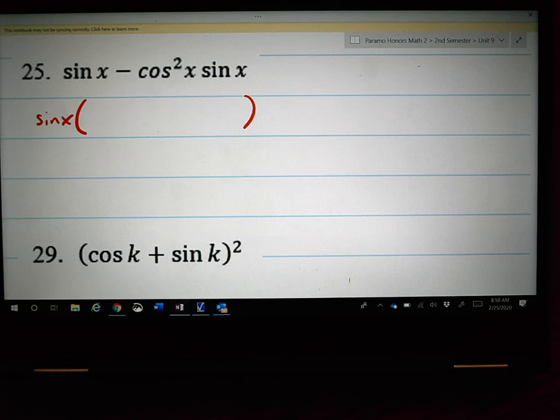It has been 2 minutes for number 25. If you got an answer, say your answer out loud. Sine of x times 1 plus cosine of x times 1 minus cosine of x. Whoa. Those guys were on the same page. That's not what I got. Okay, that's not what I got either. I know, but I didn't hear anybody say anything else. So, besides those guys, what did you get?